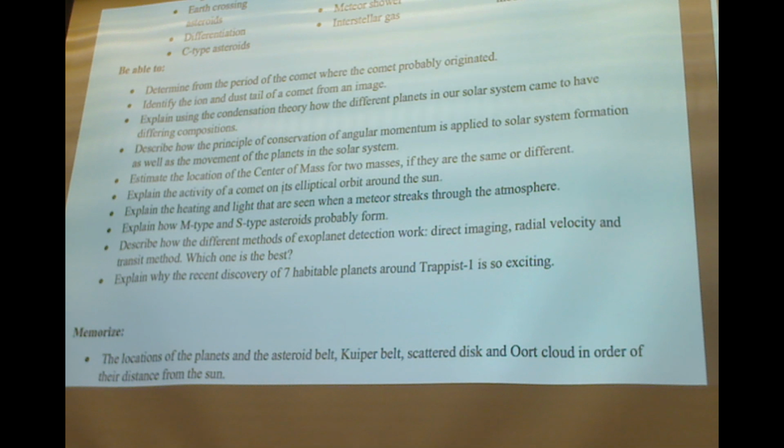What are the different methods of exoplanet detection? Direct imaging, radial velocity, transit method. Which one is the best? Transit method. Which one's the worst? Direct imaging. Although it seems to be getting better, I'm really impressed. I showed you guys a Wikipedia page, and they had like four planets showing up around that star. That's pretty cool. I didn't realize that.